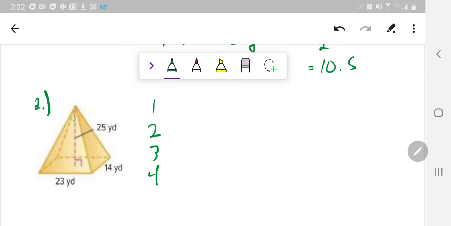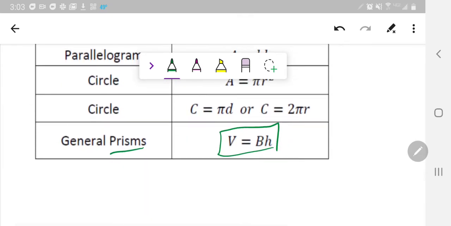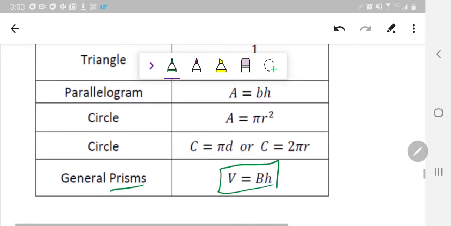We're finding the volume again, and our first step is to identify the shape. I do not see a pair of parallel faces. I do see a polygon with triangles connected to it, and the triangles all go up to an apex up there, a point. So this we call a pyramid. So we're going to label it pyramid. And then we need a formula for that. So I'm going to go down here, and you'll notice that there's no formula for pyramid.